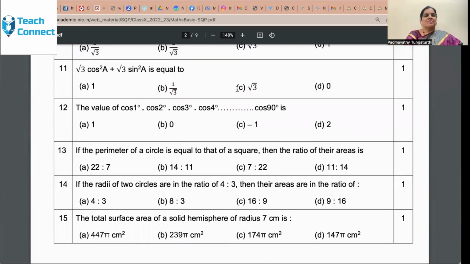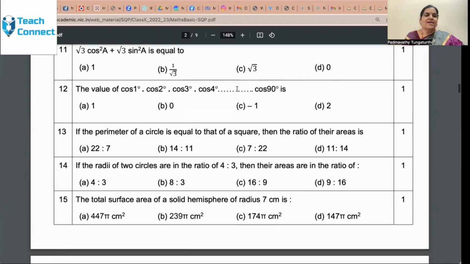Now look at this. Root 3 cos square A. Earlier, if the child skips using sine square A plus cos square A is equal to 1, the problem appears here: root 3 cos square A plus root 3 sine square A. Does the child know that root 3 can be taken as common? That's the skill to be followed here. And obviously, sine square A plus cos square A will be equal to 1. Then, what's the value of this? Yes.